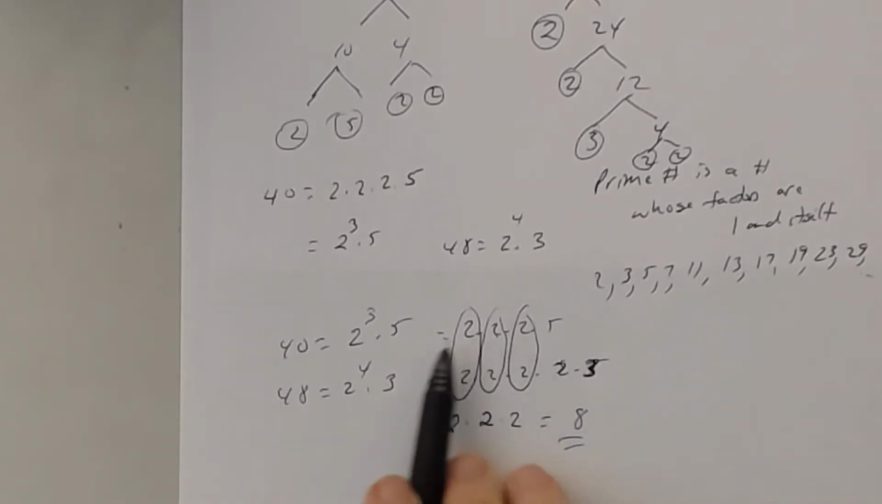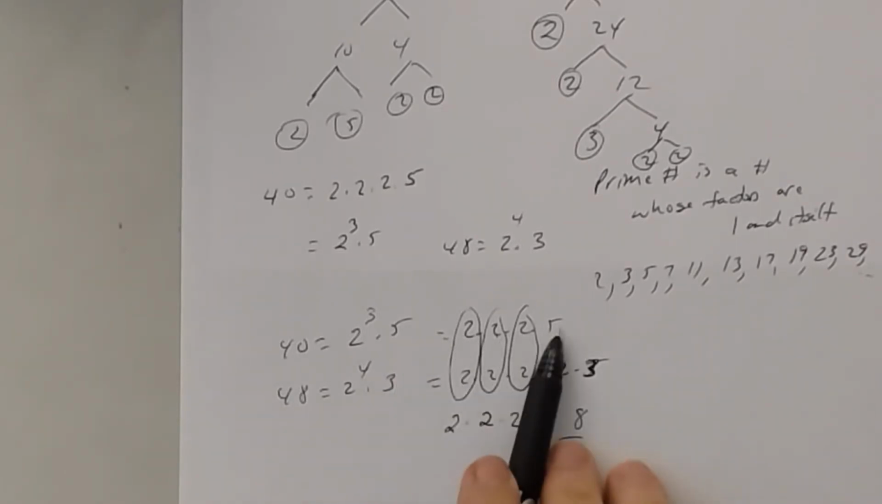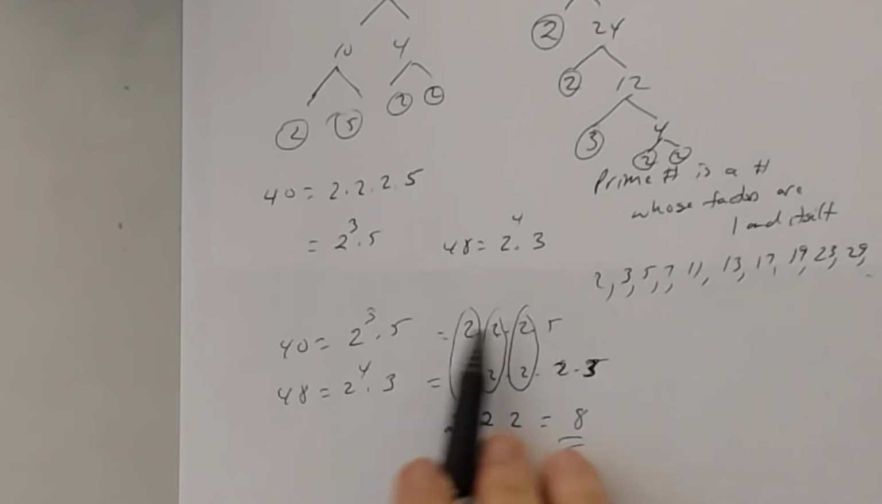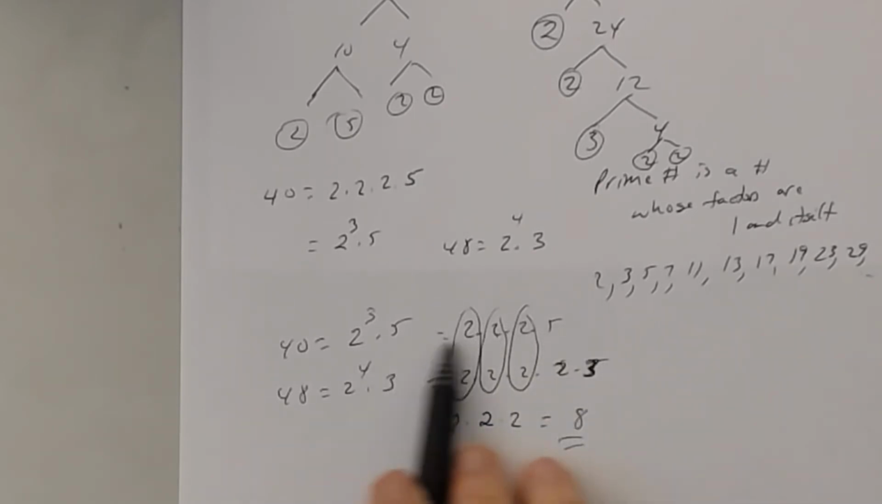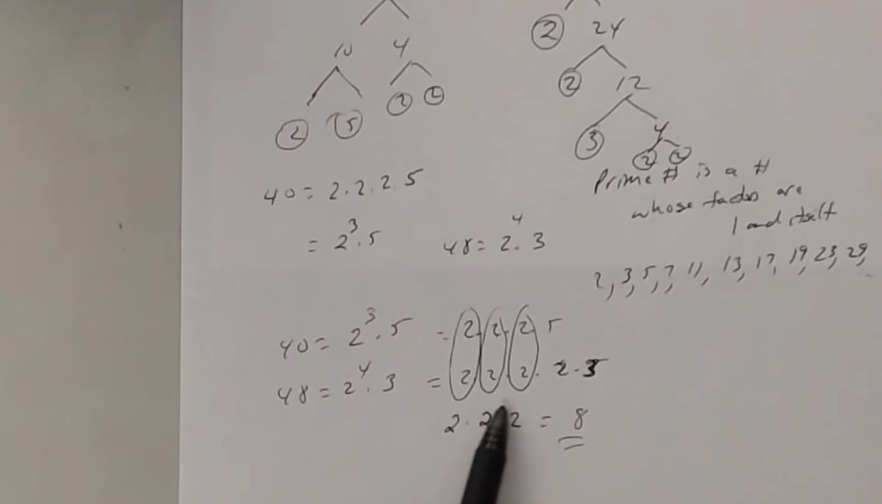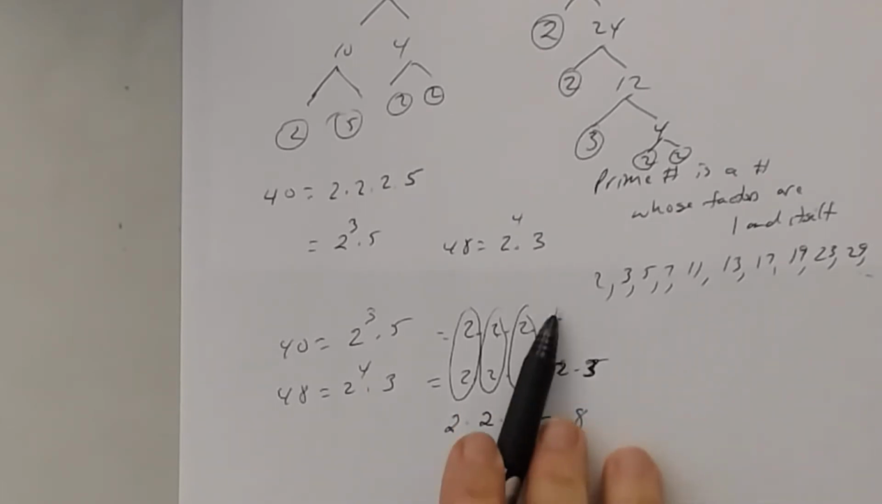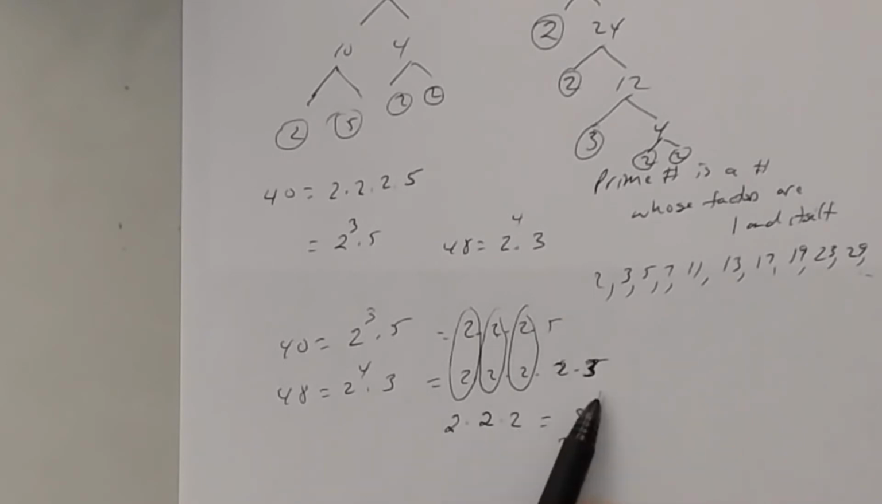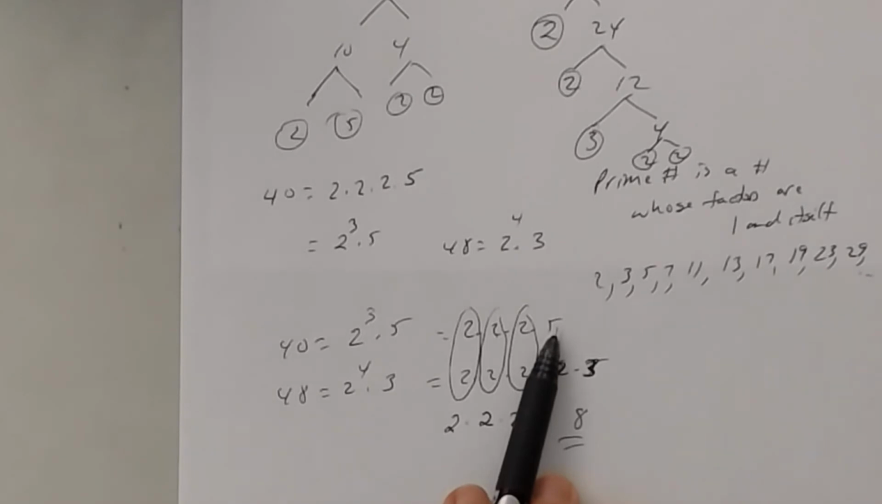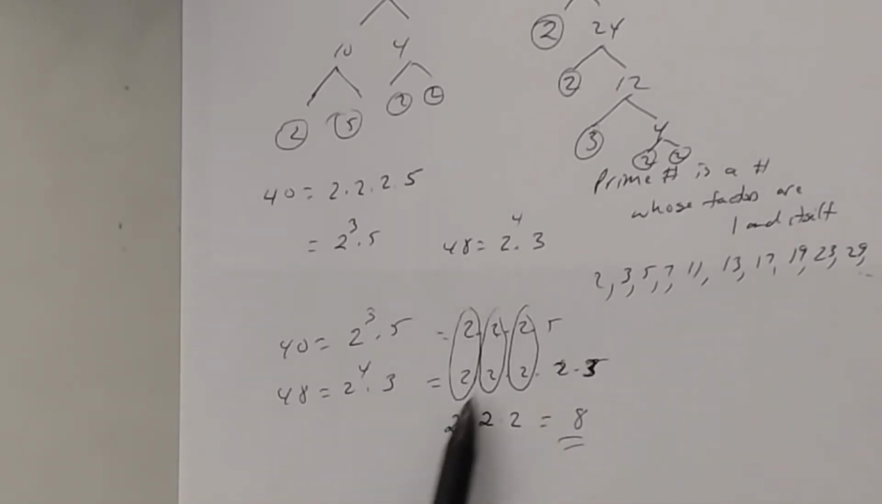So basically what I did was I wrote the factors, 2 times 2 times 2, and they're all prime factors, right? And I circled what they had in common. I didn't circle the 5. Why didn't I circle the 5? Because the other one doesn't have a 5. I didn't circle the 3 because the other didn't have a 3. I didn't circle this 2 because the other didn't have an extra 2. You circled only those that they had in common.